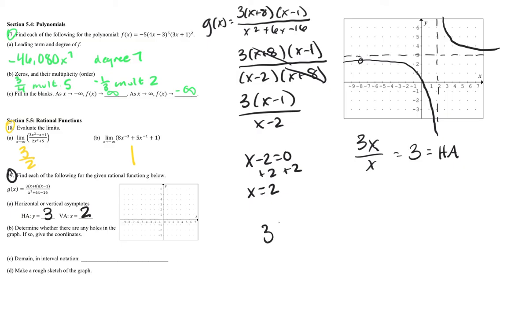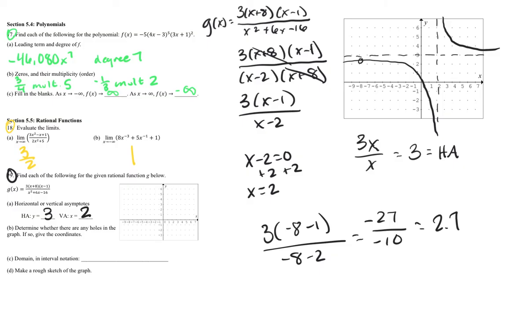So we have 3 times negative 8 minus 1 over negative 8 minus 2, and that's going to simplify down to negative 27 over negative 10, sorry. So then that's going to end up being 2.7. So then we have a hole, yes, and the coordinates are negative 8, 2.7.